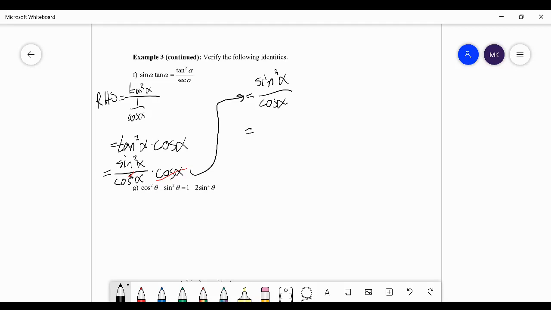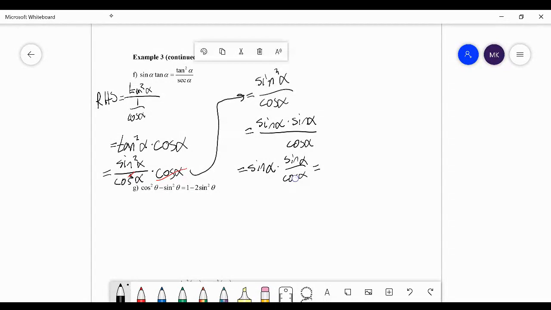What is sine squared alpha? Well, that's just sine alpha times sine alpha over cosine of alpha. I can divide those whichever way I want, so I'm going to do sine of alpha times sine of alpha over cosine of alpha, and that is just equal to sine alpha tangent of alpha, which is our left-hand side.